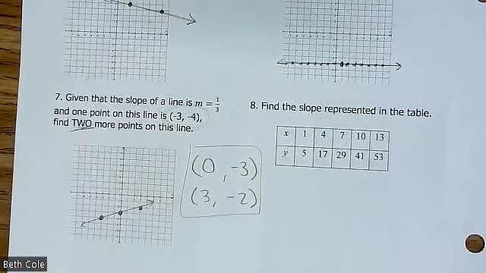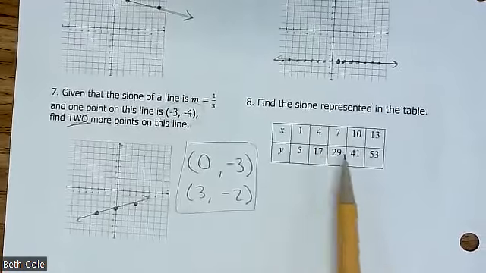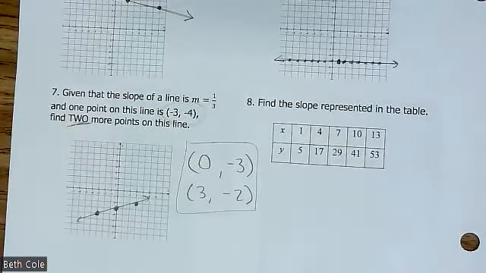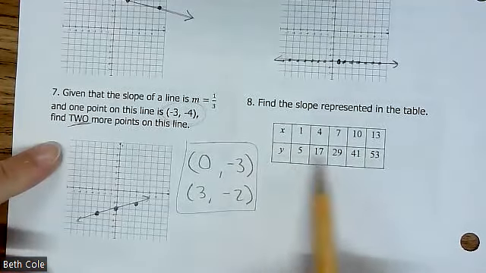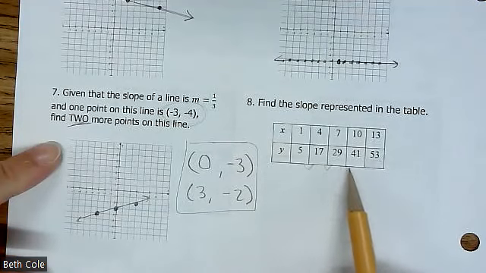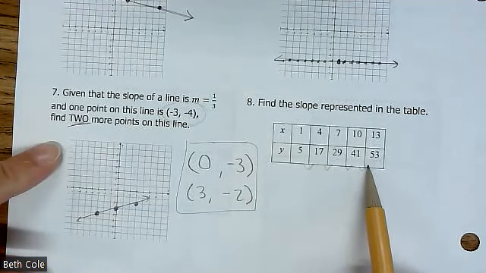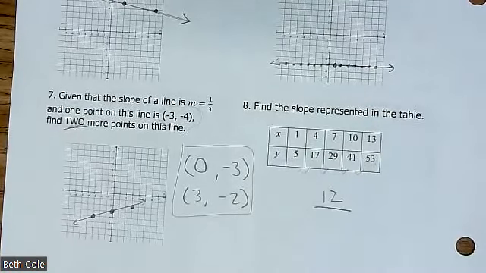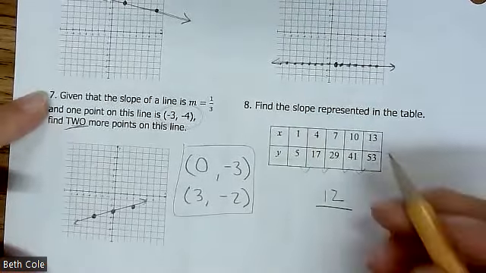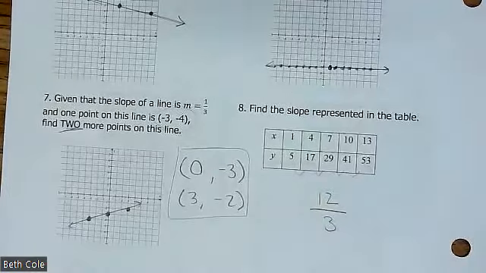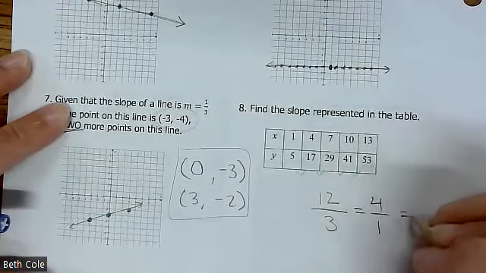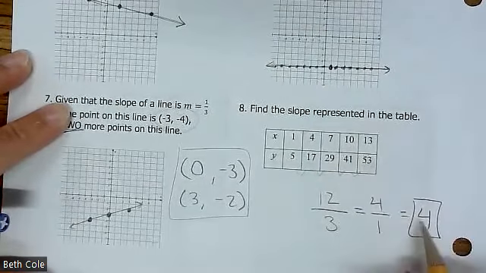All right, look at the Y's. 5, 17, 29, 41, 53. You're just seeing what you're adding each time. So what are we adding for Y? Is that 12? 12. And then fraction bar. And then what are you adding for X? Would be 3. Does that reduce? Yes, that would be 4 over 1. Or you could just say 4. I would take either one of those.